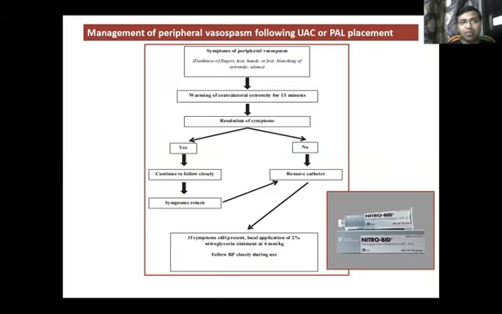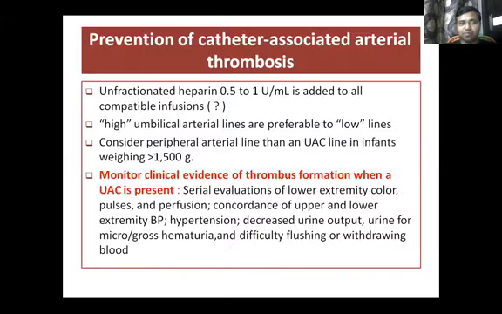One important point: while placing the UAC or peripheral arterial line, there may be a sudden peripheral spasm. What we have to do is warm the contralateral extremity for 15 minutes. If there is no reduction, continue to monitor closely, and if symptoms return, remove the catheter. You can also apply nitroglycerin locally, dosed at 4 ml per kg, and most of them will resolve.